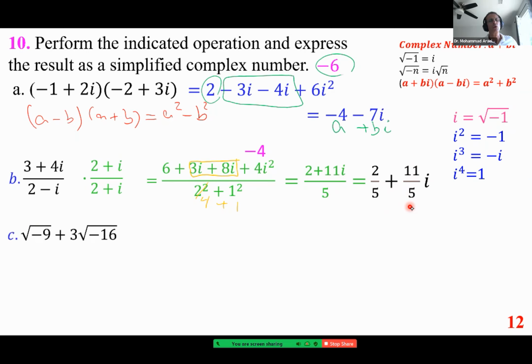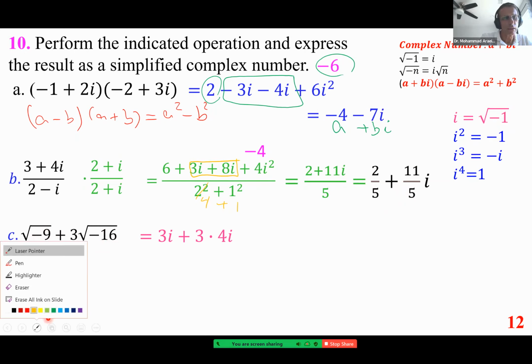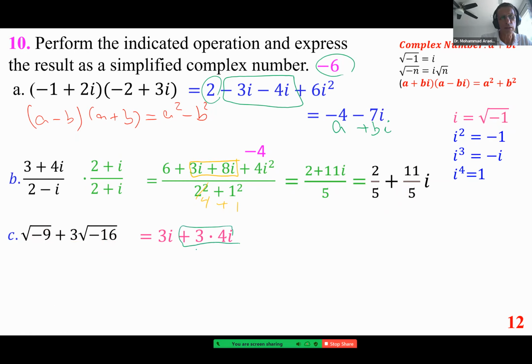What if we want to add these two? First, we have to get rid of the negative under the radical, and that is represented by i, and 9 becomes 3, so this is 3i. Negative is represented by i, and 16 becomes 4. This is 12i, and the final answer is 15i.